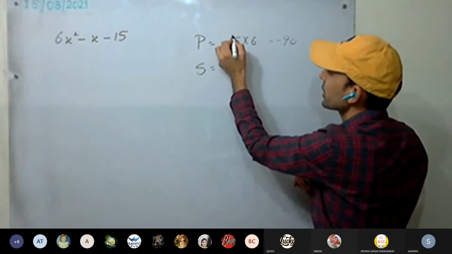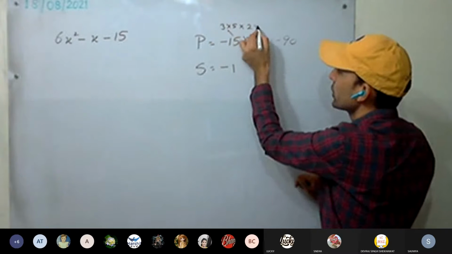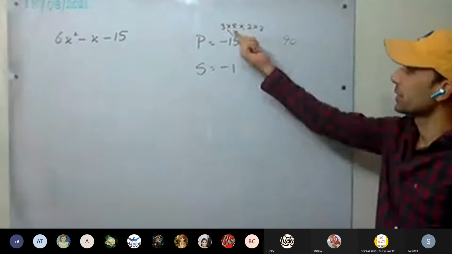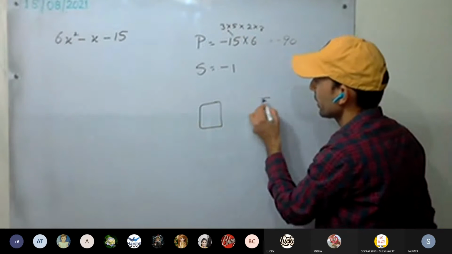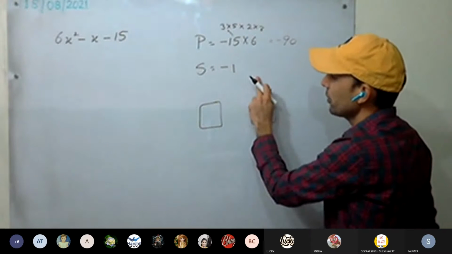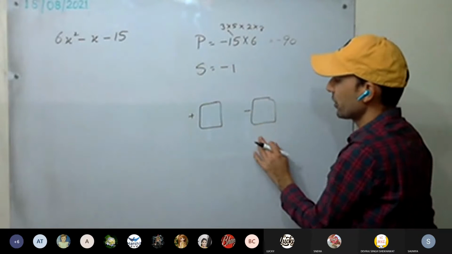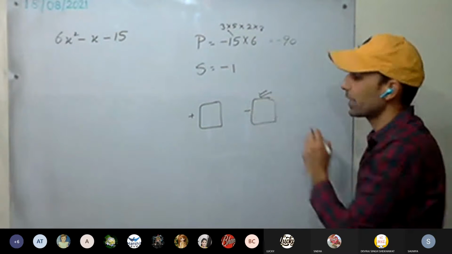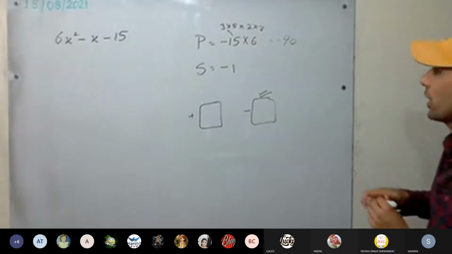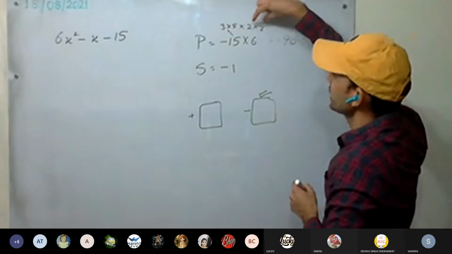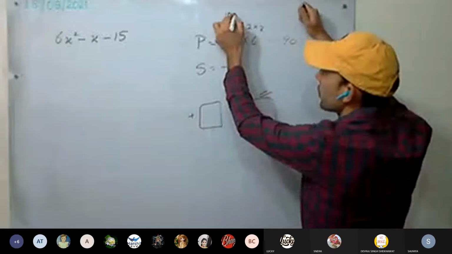So product, see here, factorize it. 3 into 5 into 2 into 3. It's fine, we can do it here. Minus 1. It means we are having two numbers. Since the product is negative, one is positive and the other is negative. Sum is negative, so which one must be greater? The negative number must be greater. Now try to find 15 and 6. It won't work. 15 and 6 won't work.